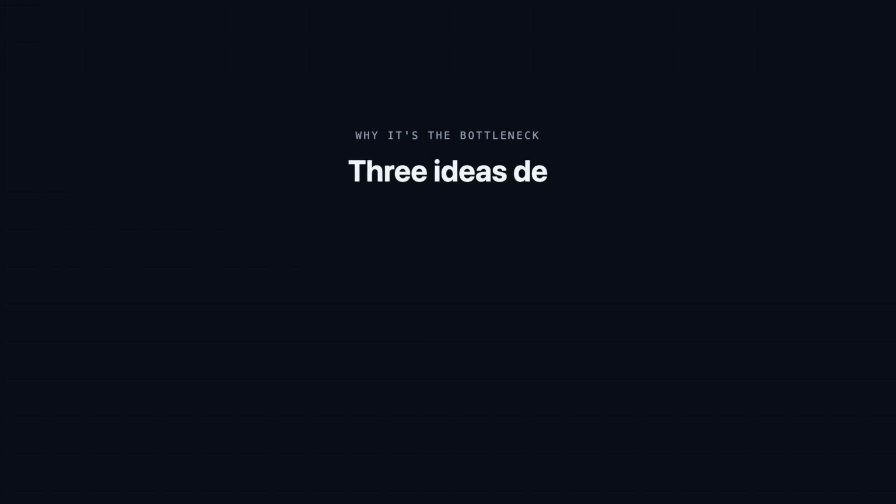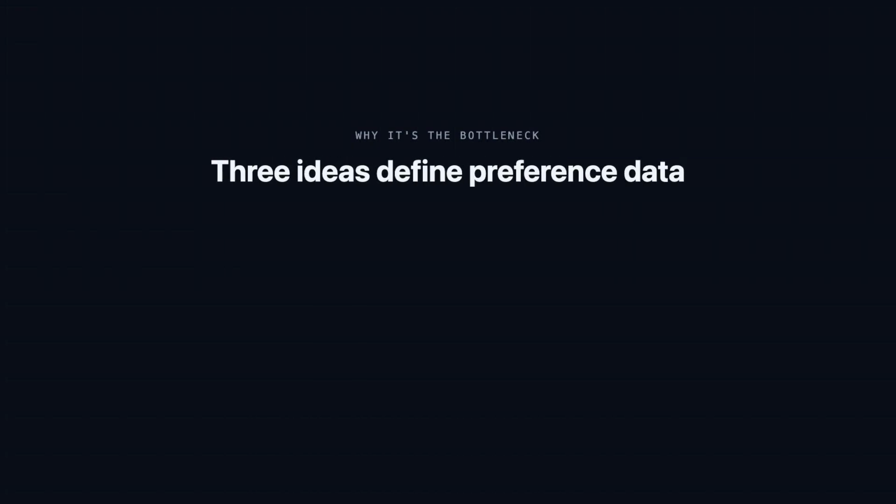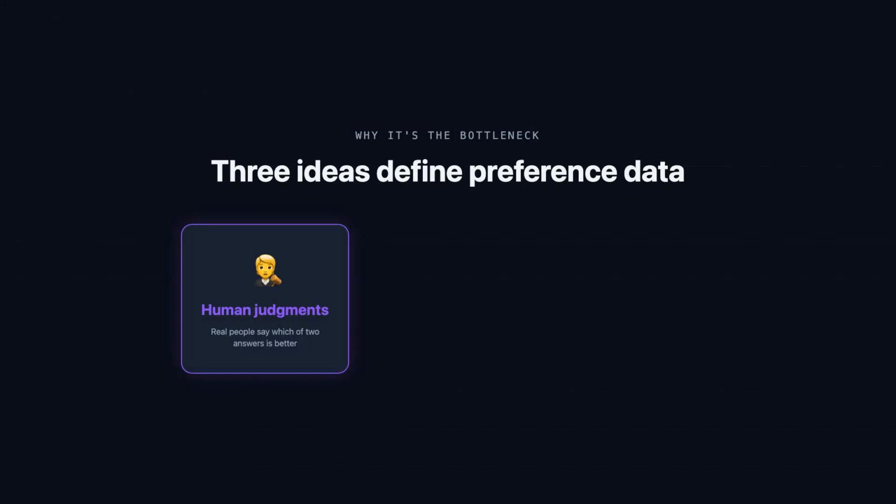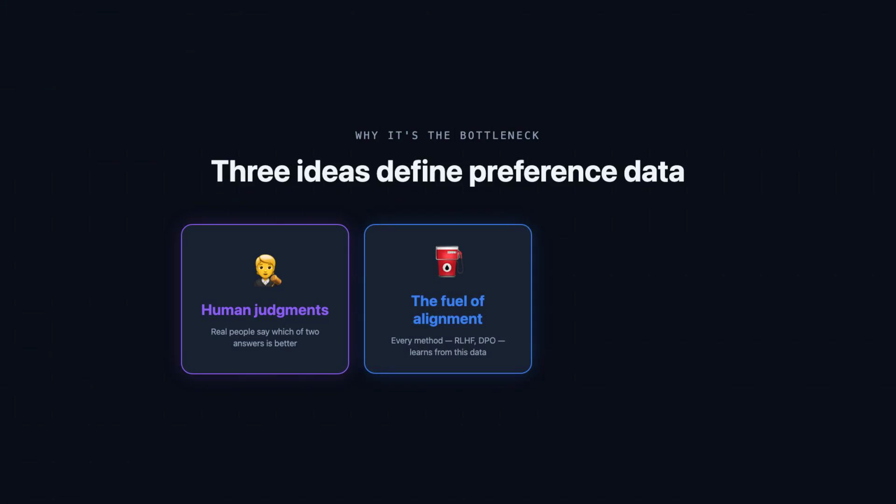Strip it all back, and three ideas capture why this data matters so much. At bottom, this is just human judgment made concrete. Rather than a score handed down by a formula, it is real people saying, between these two answers, this one is better. That comparison is the atom everything else is built from. It is the fuel every alignment method runs on.